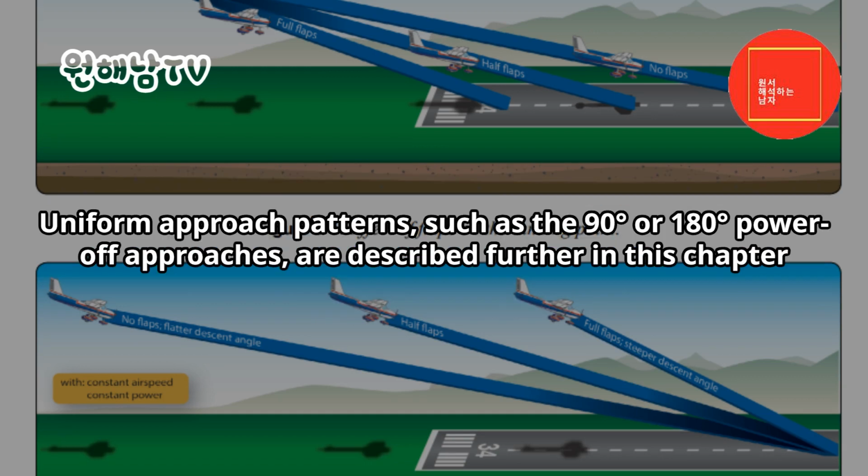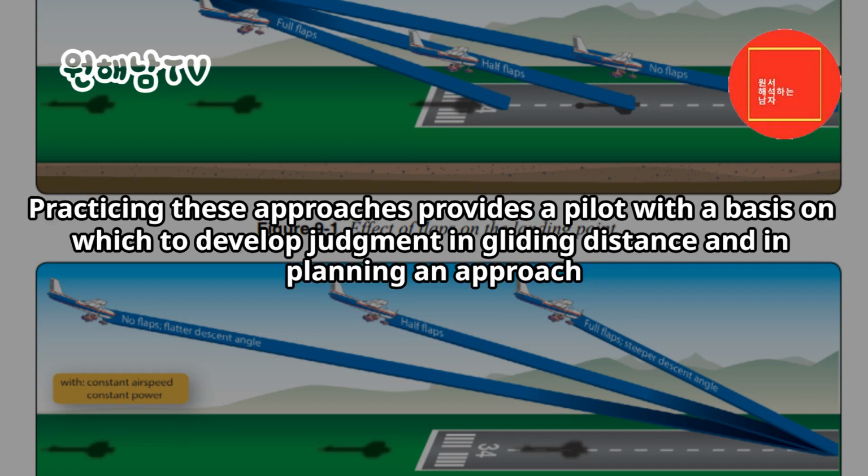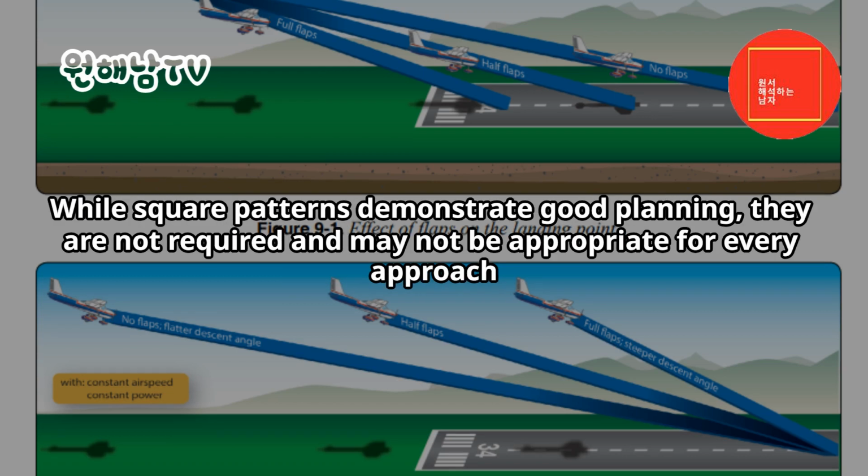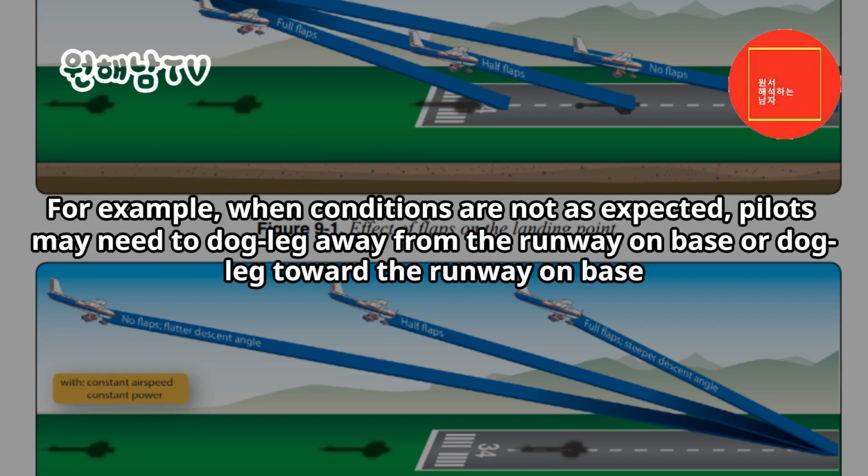Uniform approach patterns, such as the 90 degrees or 180 degrees power-off approaches, are described further in this chapter. Practicing these approaches provides a pilot with a basis on which to develop judgment in gliding distance and in planning an approach. While square patterns demonstrate good planning, they are not required and may not be appropriate for every approach. For example, when conditions are not as expected, pilots may need to dog leg away from the runway on base or dog leg toward the runway on base.